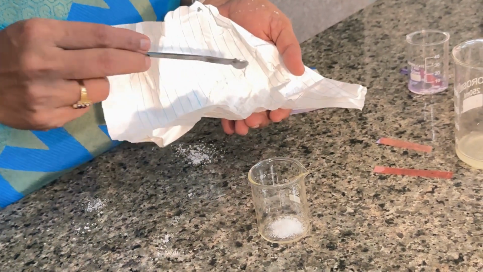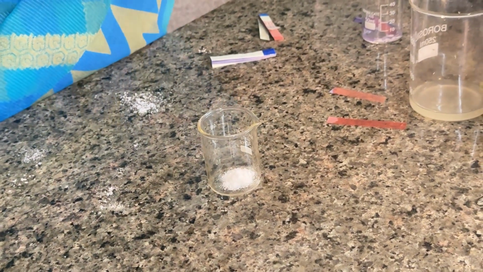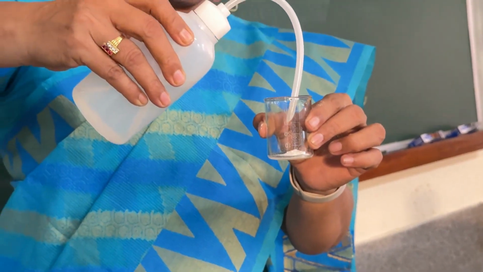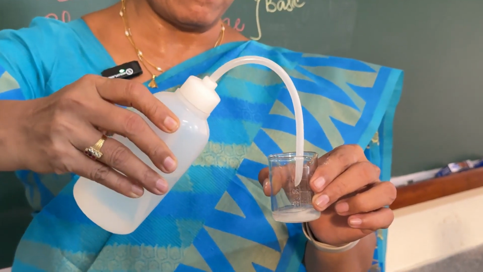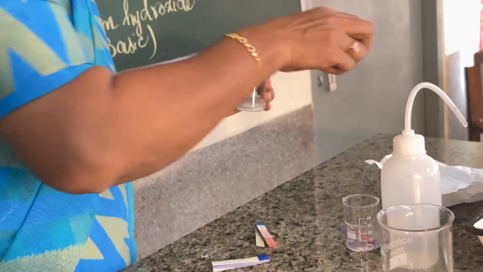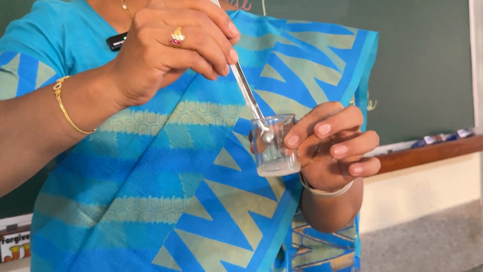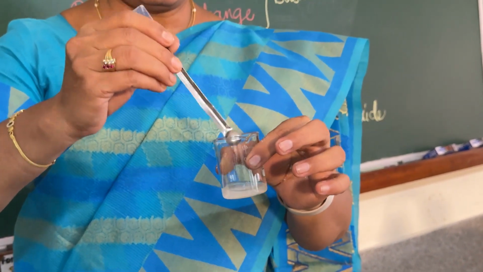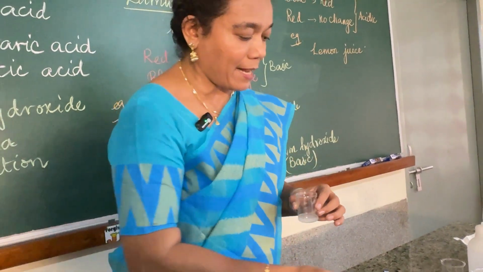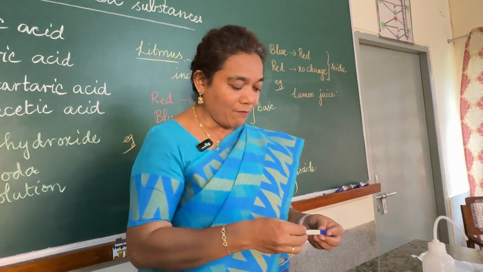So we can take baking soda here and we can add water to dissolve this baking soda. We are adding water. We can dissolve this. So this is baking soda solution. Now how will you test whether it is acidic in nature or basic in nature? Again with the natural indicator, the litmus paper.